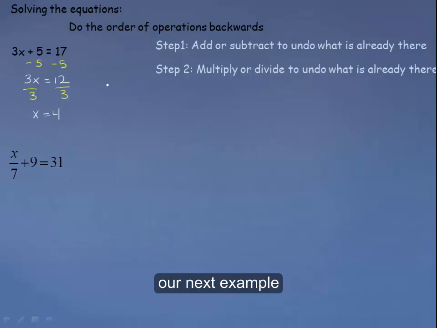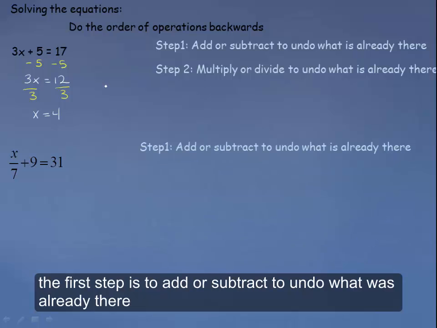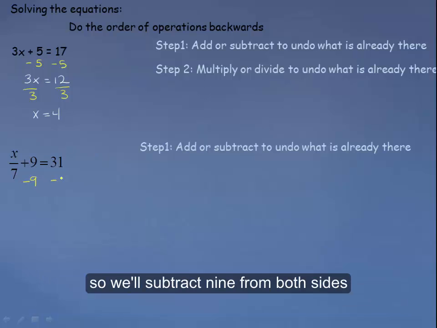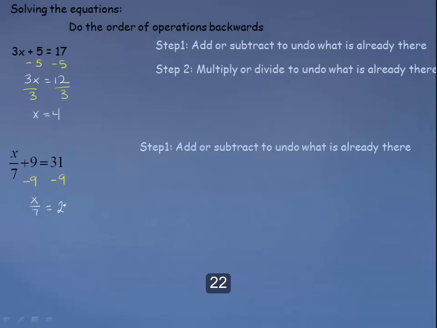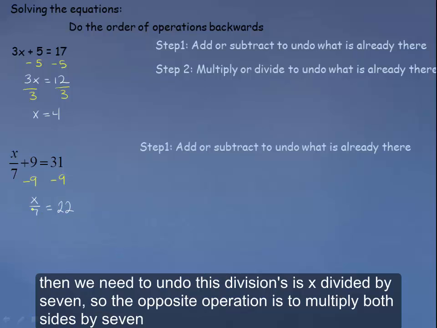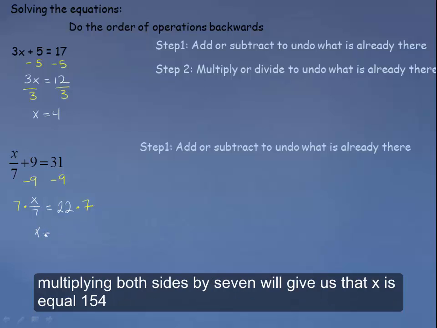For our next example, the first step is to add or subtract to undo what was already there. So we'll subtract 9 from both sides. That will give us x over 7 is equal to 22. Then we need to undo this division. This is x divided by 7, so the opposite operation is to multiply both sides by 7. Multiplying both sides by 7 will give us that x is equal to 154.